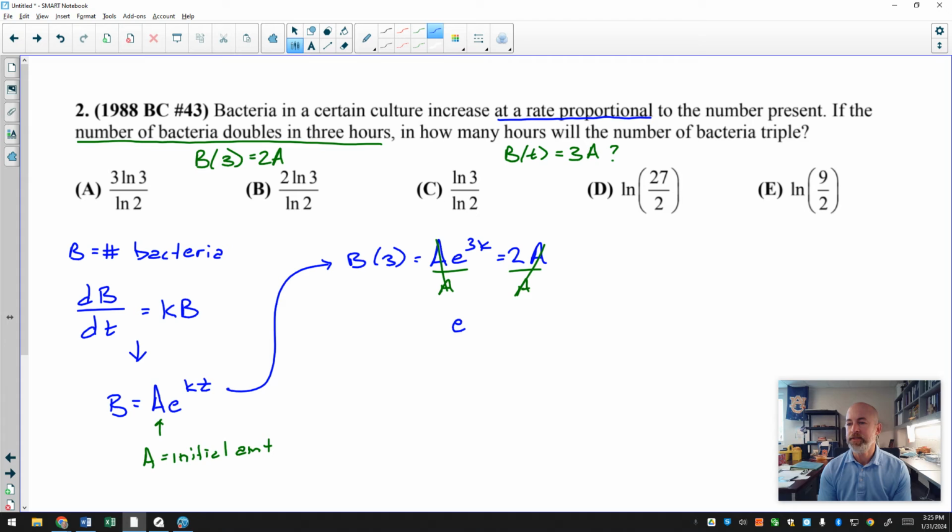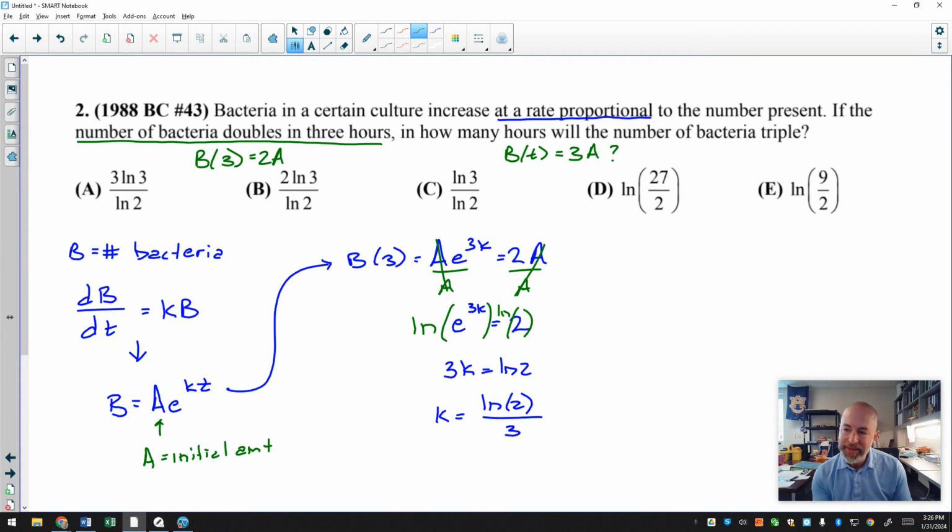And we have e to the 3k is equal to 2. And to solve that, you would take the natural log of both sides. 3k would equal the natural log of 2, and I find out that k is the natural log of 2 divided by 3. And I guess I could write the natural log step in here. I natural logged both sides here to get rid of the exponential.